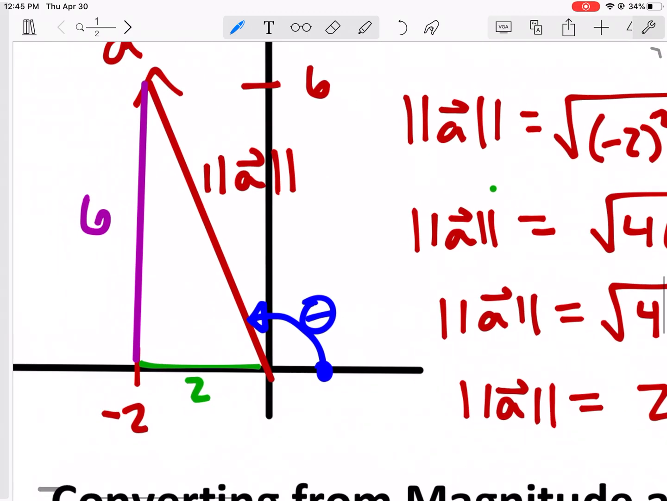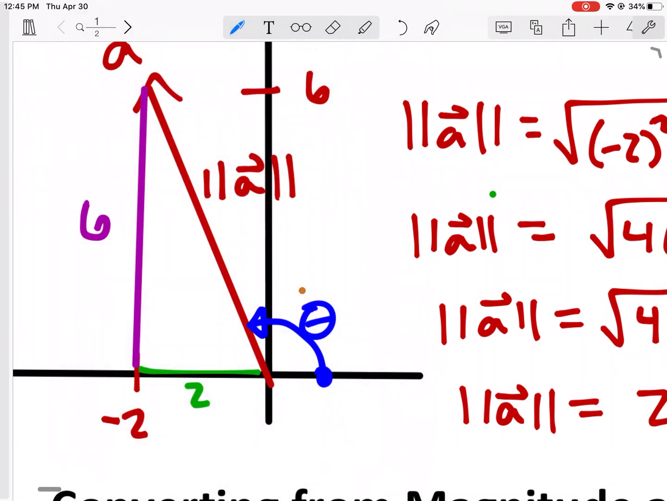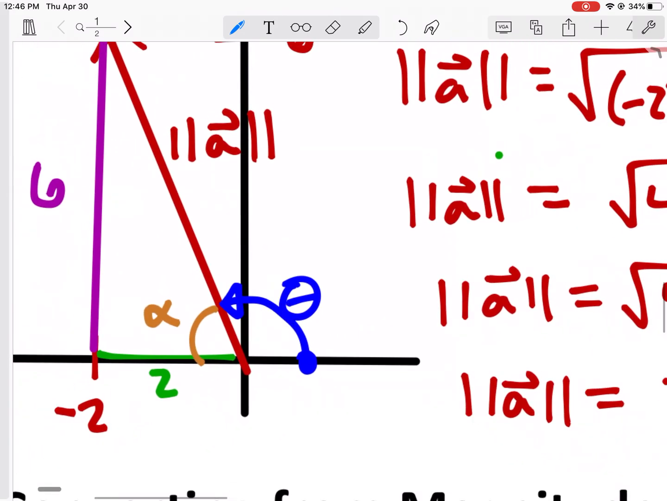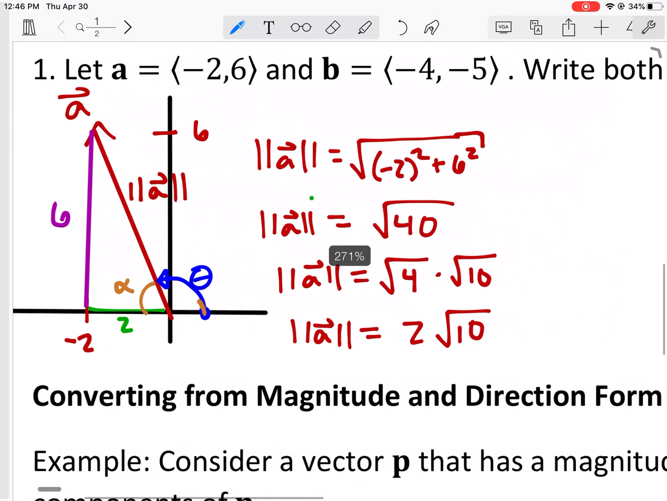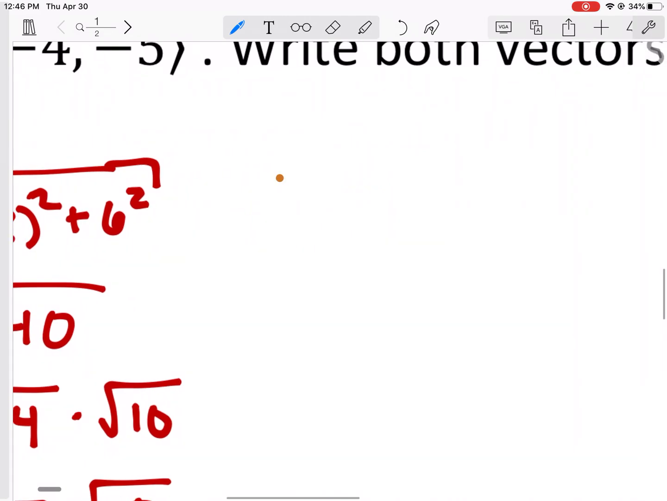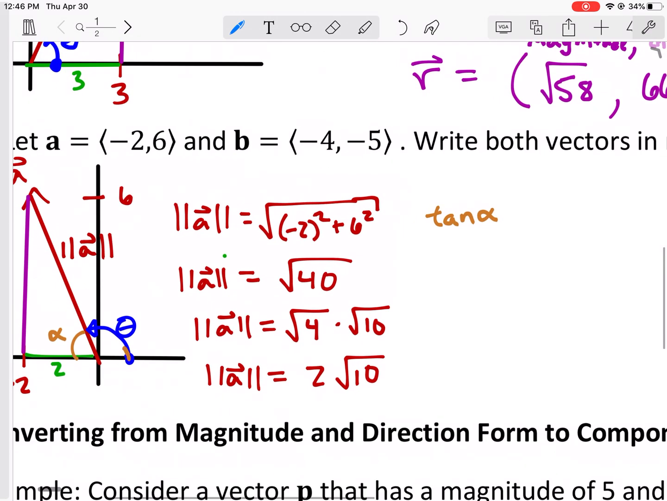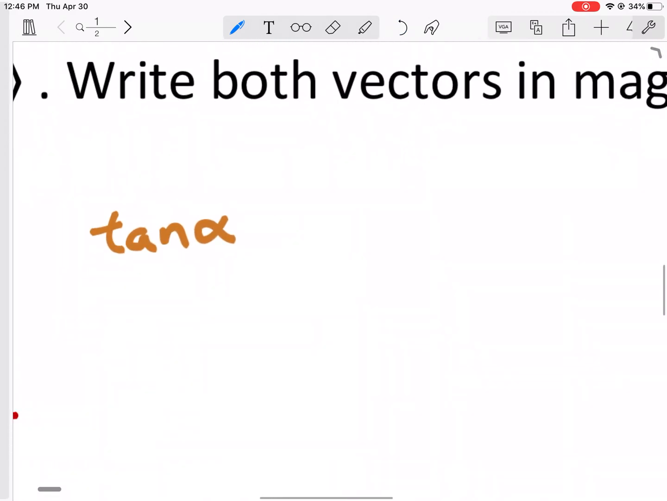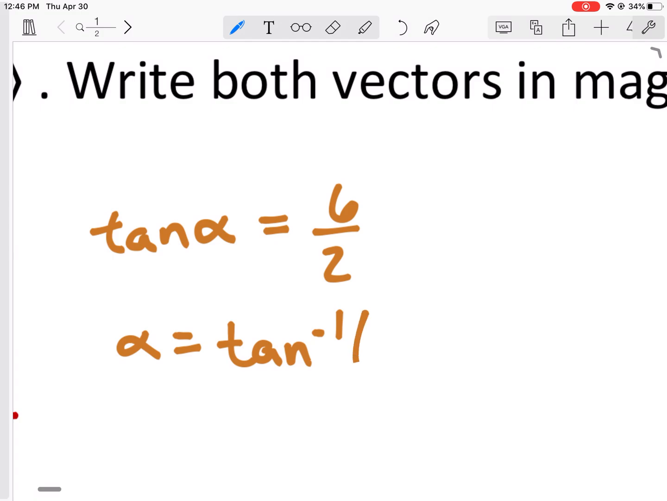Alright, now we need to figure out theta, the direction. But using this angle might get a little complicated if we just go straight to finding it with that angle. So let's consider this smaller angle in here, alpha. We know all the way to this point, if we went all the way around, would be 180. So using that fact, we can figure out what theta is if we find alpha first. So tangent of that angle alpha would be equal to its opposite divided by its adjacent, so 6 over 2. Therefore, alpha would just be equal to tangent inverse of 6 over 2.